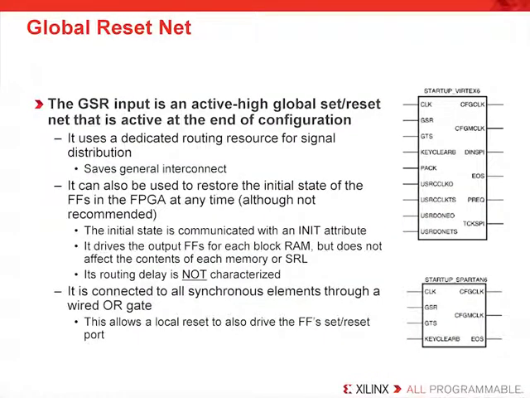Use of the global reset net saves general interconnect by allowing you to reset all synchronous elements in your FPGA automatically. Now, the GSR input is an active high global set reset network that is active at the end of configuration by default. So this is a normal part of the configuration process. It configures your device, and then the GSR is activated to set and reset everything in the FPGA. This is routed on a dedicated routing resource, which will save you general interconnect.